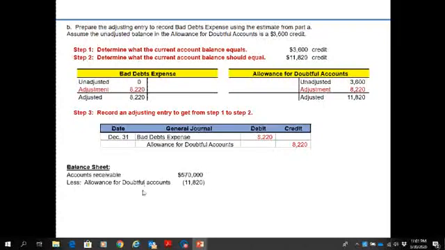And then remember I told you that that allowance is a contra receivable, right? Contra asset. It's listed with the assets, but it reduces your receivables right here. So you've got your accounts receivable of $570,000 minus your allowance of $11,820 gives you your net accounts receivable, what you think the actual value is, of $558,180.